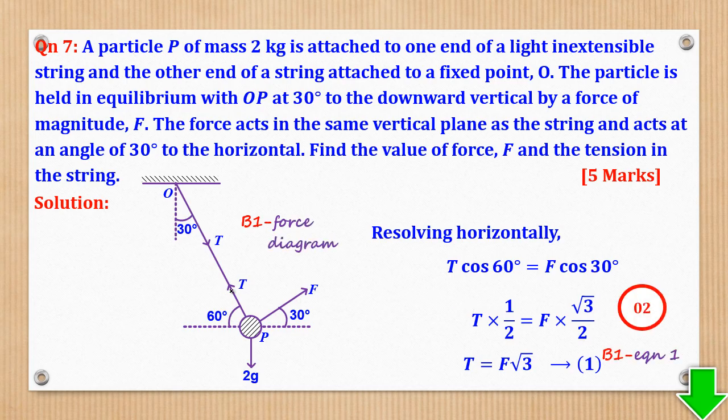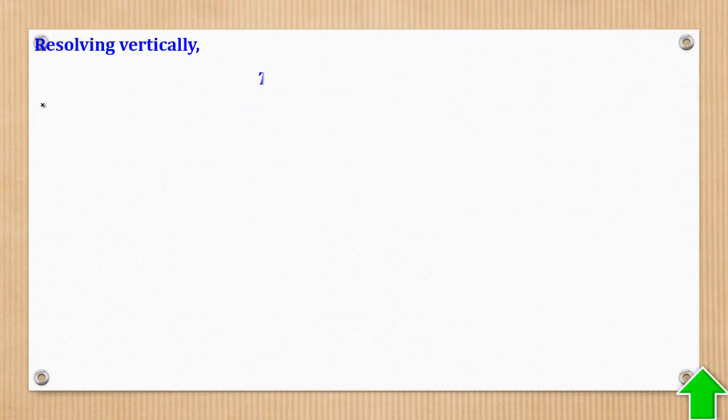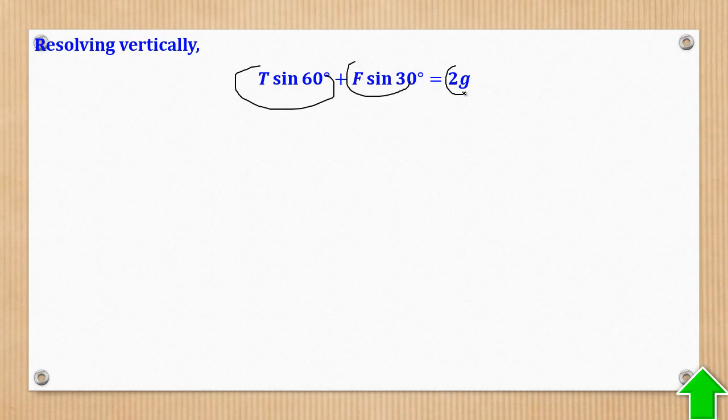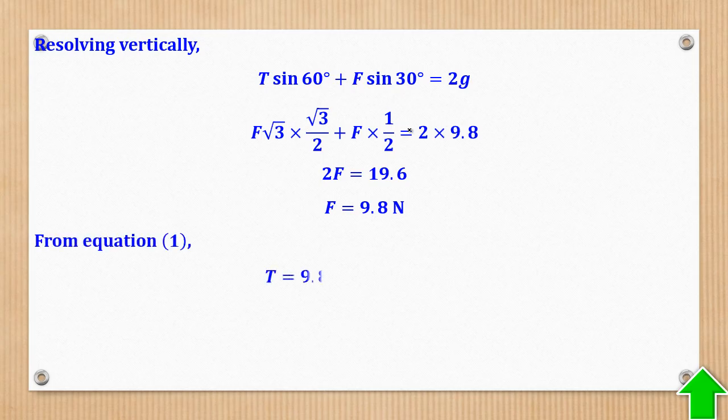The next is to resolve vertically. Vertically, we shall say T sin 60 plus F sin 30 is equal to 2G. Substitute for T from equation 1, substitute for sin 60, which is that, and sin 30, which is that. And also substitute for G, which is 9.8. Now here we have only one unknown, which is F. So simplify to get the value of F. Then from equation 1, you can get the value of T. And that's what they wanted.